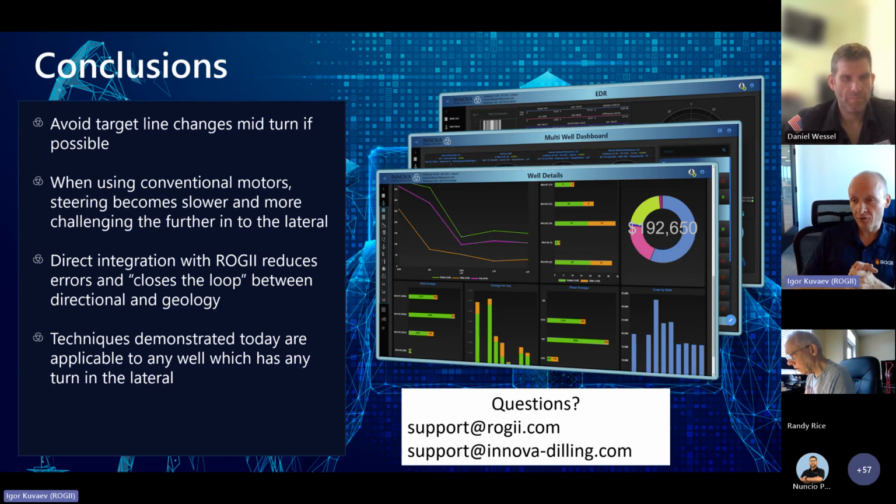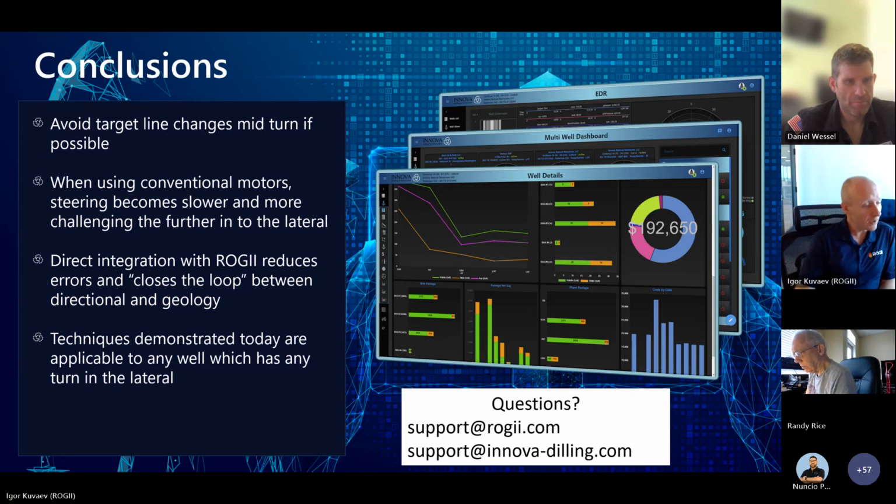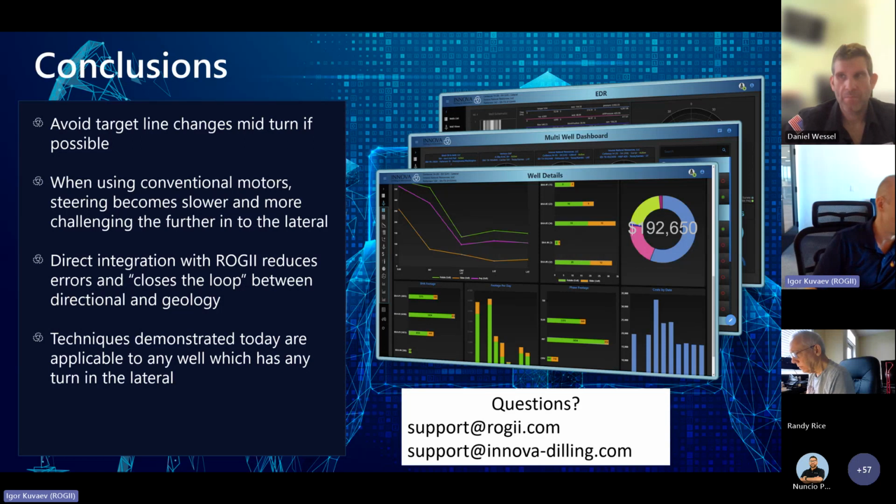Most of the directional drilling companies use INNOVA. Most of the companies that perform geosteering use StarSteer and Solar Cloud. So it's just a matter of two software packages getting connected, which is quite easy to do, as we demonstrated to you today.